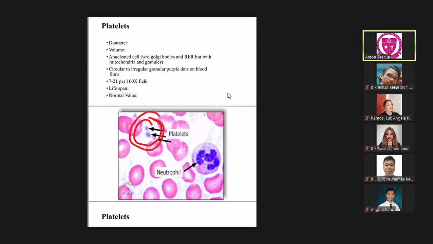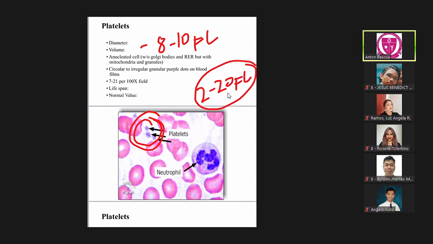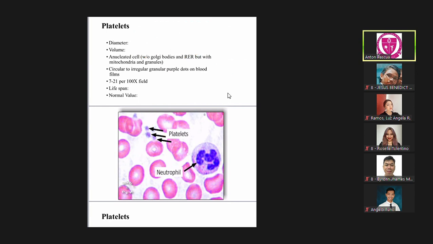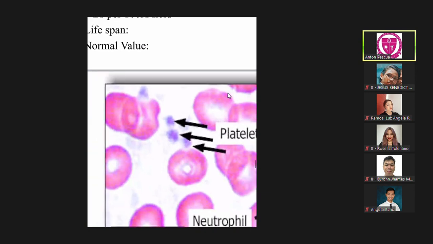And roughly, your platelets having that size will then be about 8 to 10 femtoliters in volume. Yan, kung babalikan nyo sa HEMA 1 nyo sa mga automated machines, for your CBC machines to count a cell as a platelet, roughly it should be about 2 to 20 femtoliters, right? But in the actual measurement as to the volume of your platelets, generally, it's 8 to 10 femtoliters. So sa mga machines natin, if it's anywhere in between 2 to 20 femtoliters, it will then be counted as a platelet.